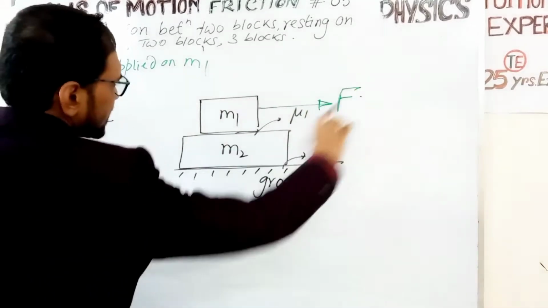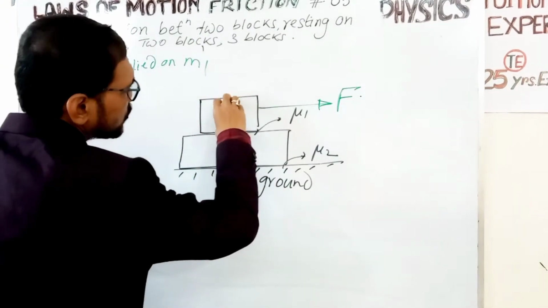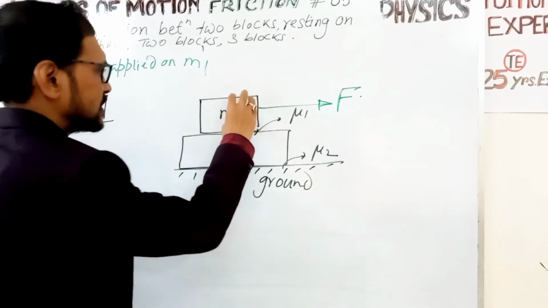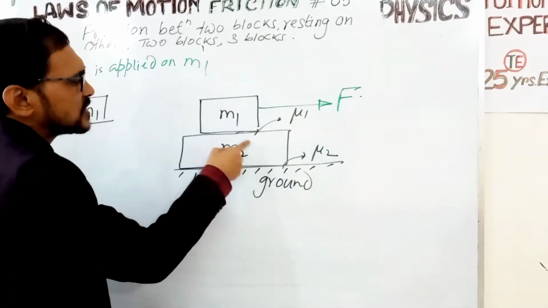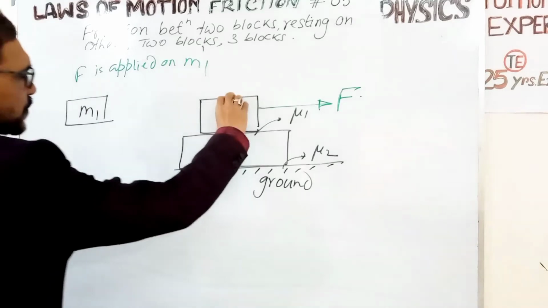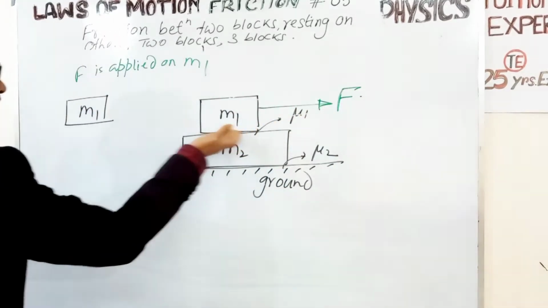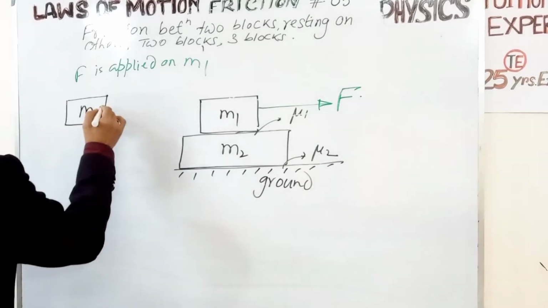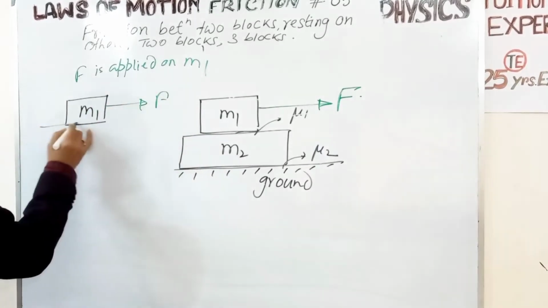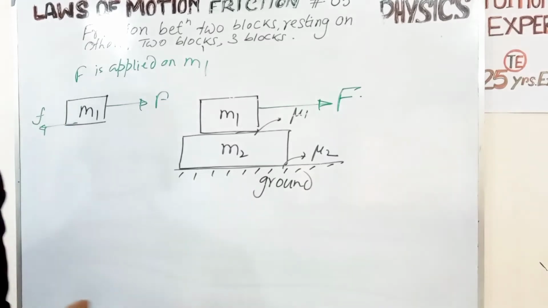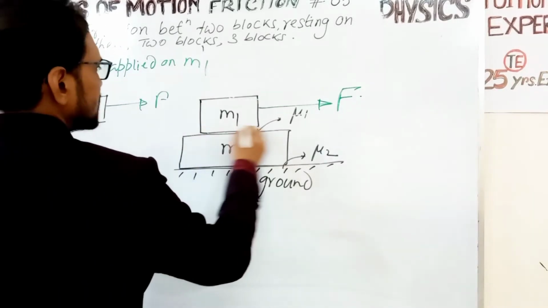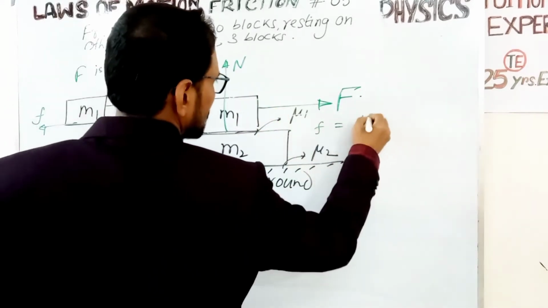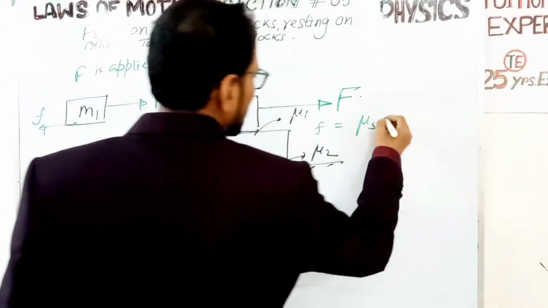If force is applied on m1, then first m1 tries to move with respect to m2. So if the block m1 tries to move in this direction, then friction acts in this direction. The free body diagram of m1 will be the applied force in this direction and the friction force in this direction. So what is the friction force? The friction force here will be, obviously with normal reaction m1g, mu s into m1g.